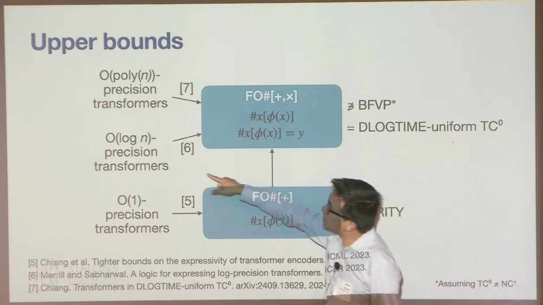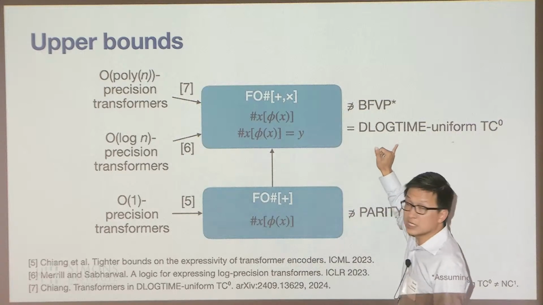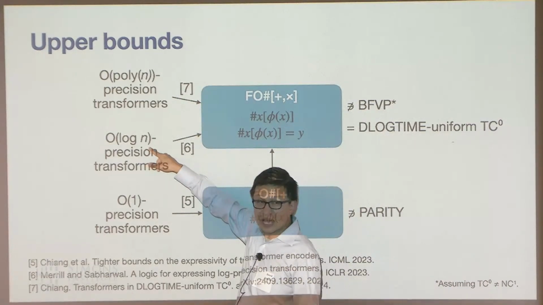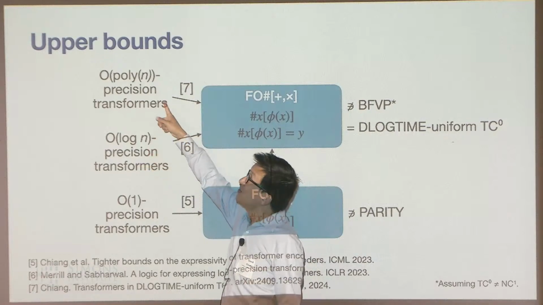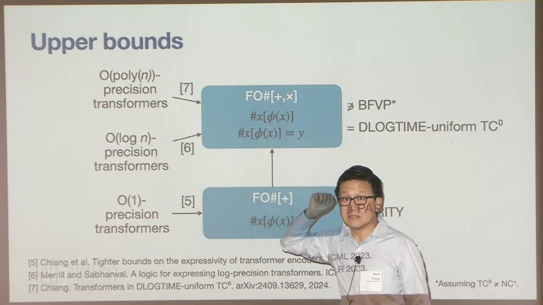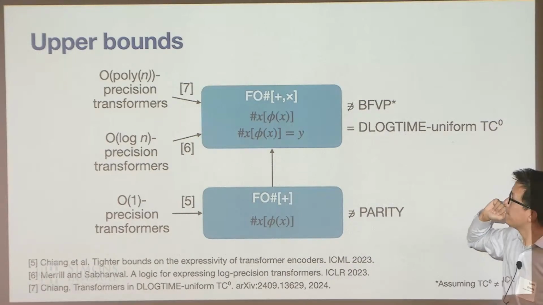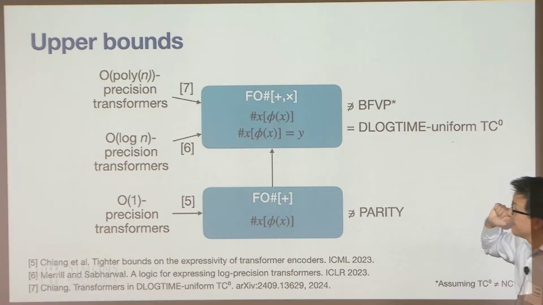So Will's paper shows that log precision transformers can be converted into this. It turns out, as Will alluded to, that you can actually relax this log precision assumption. You can actually go to a polynomial number of bits and still get the translation into TC0. All right, so these are our upper bound results.